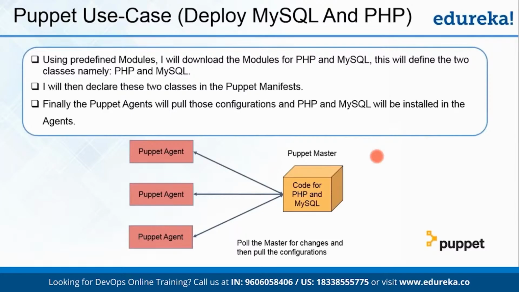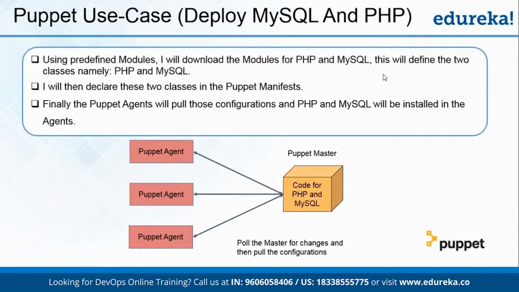I'll tell you what manifests and modules are, so you don't need to worry about that. I'm just giving you a general overview of what we are going to do in today's session. You just need to declare those two classes, that is PHP and MySQL, and finally deploy that onto the nodes. It is that simple, guys. As you can see, there will be a code for PHP and MySQL, and from the Puppet master it will be deployed onto the nodes or the Puppet agents.